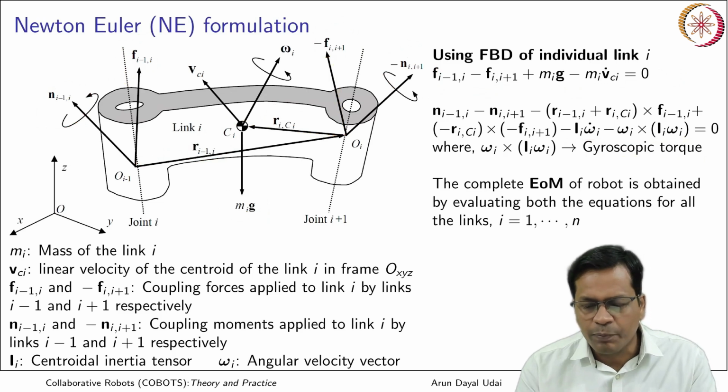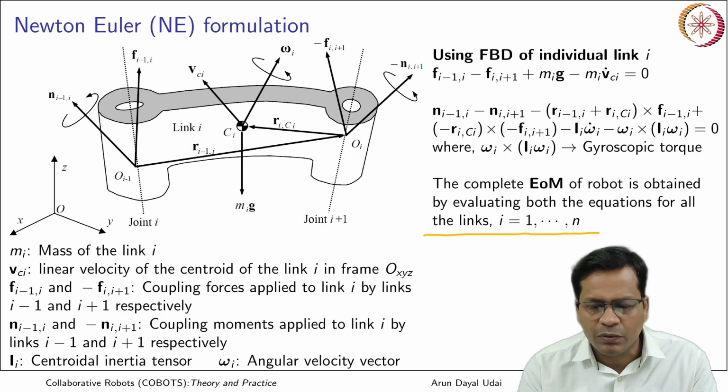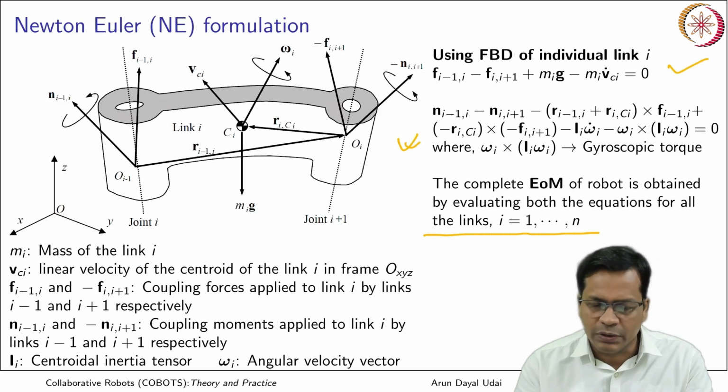The complete equation of motion of the robot is obtained by evaluating both the equations for all the links. For all the links you have to calculate these two equations.